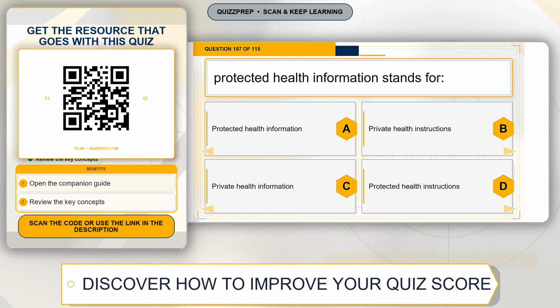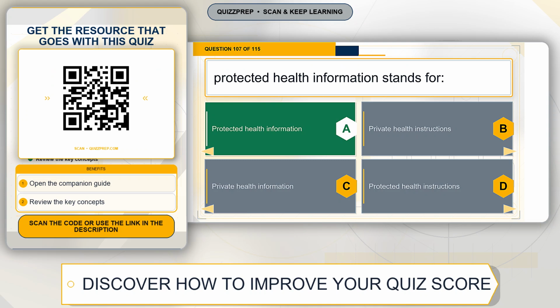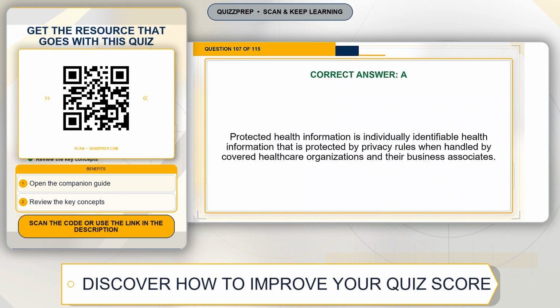Question 107. Protected health information stands for. Option A, protected health information. Option B, private health instructions. Option C, private health information. Option D, protected health instructions. The correct answer is option A, protected health information. Explanation. Protected health information is individually identifiable health information that is protected by privacy rules when handled by covered healthcare organizations and their business associates.